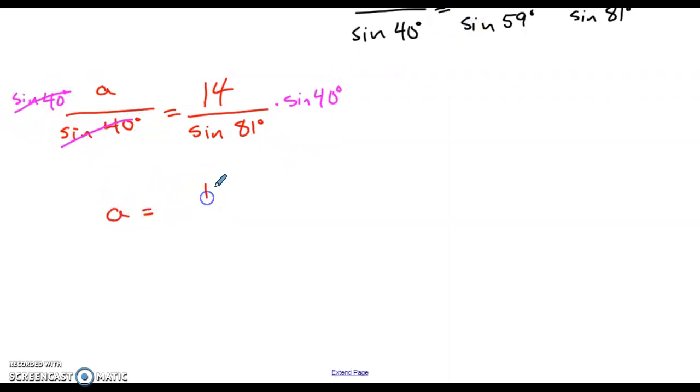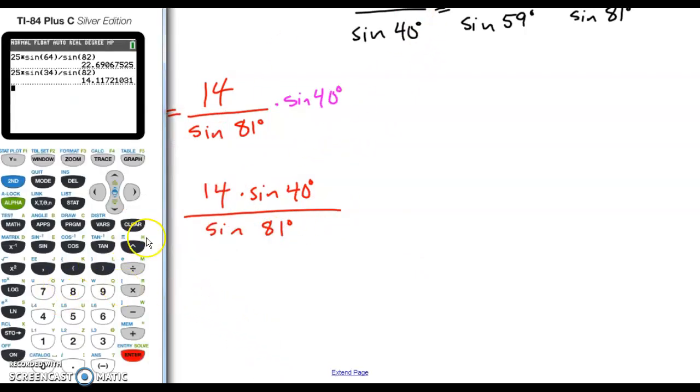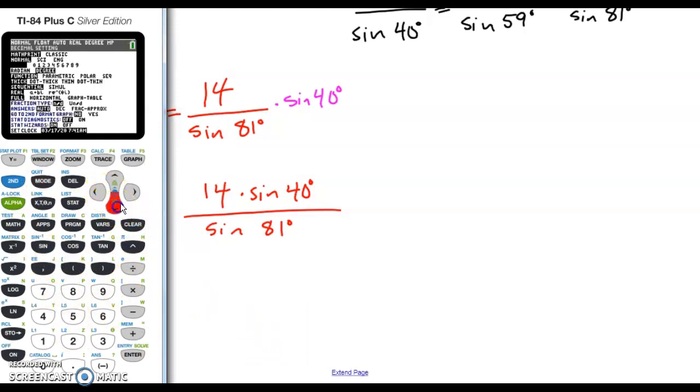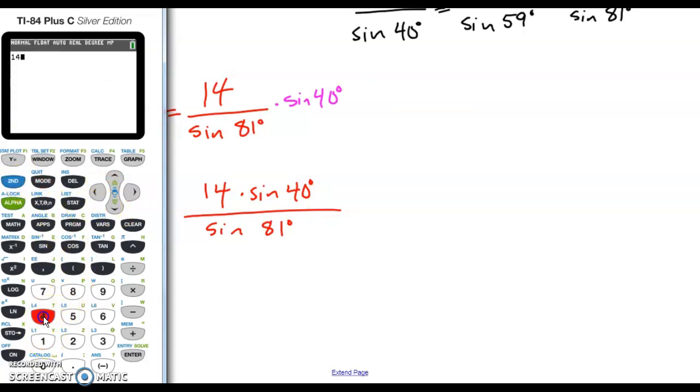side length A is equal to 14 times the sine of 40 degrees over the sine of 81 degrees. And then you can type that all into your calculator at once. Make sure that your calculator is in degrees. So go to mode, and make sure the degrees are selected. And you can just type in 14 times the sine of 40 degrees divided by the sine of 81 degrees. And there's your answer right there.